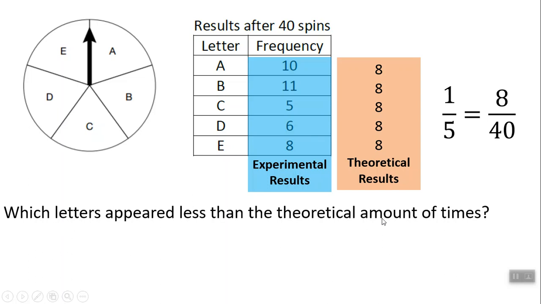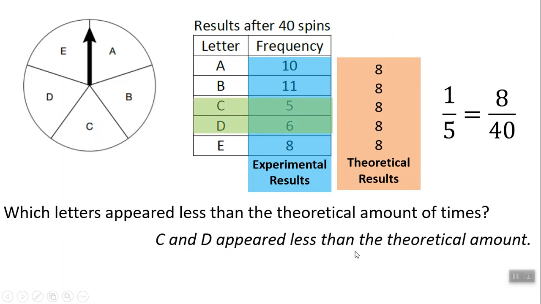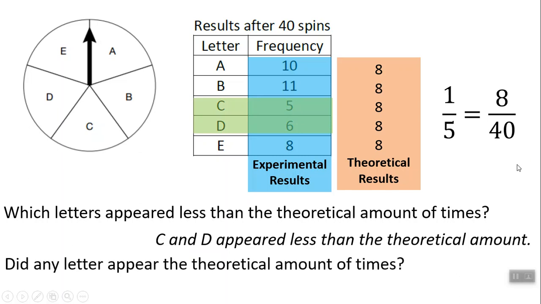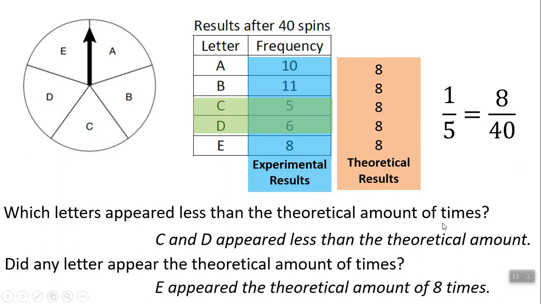Which letters appeared less than the theoretical amount of times? Well, you're looking for the ones that appeared less than 8. Well, 5 and 6 are less than 8, so C and D appeared less than the theoretical amount of times. Did any letter appear the theoretical amount of times? Well, theoretically, everything should have appeared 8. E appeared 8 times. So E appeared the theoretical amount of 8 times. We're moving on.